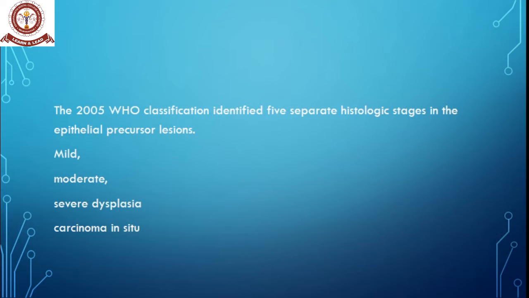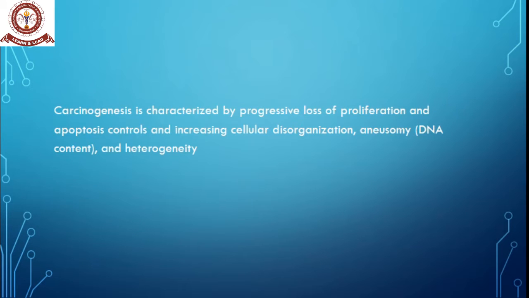In 2005, the WHO gave another separate histology classification for the clinical leukoplakic lesions. So that can be mild dysplasia, moderate dysplasia, severe dysplasia, carcinoma in situ. According to this histological grading, we can estimate the stage or severity of the lesion.